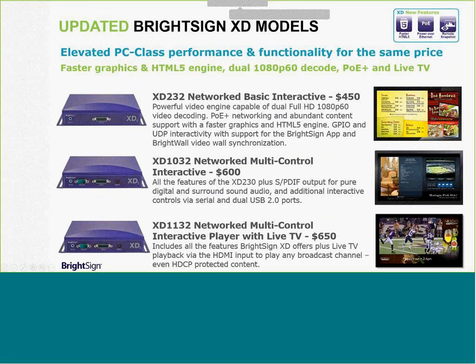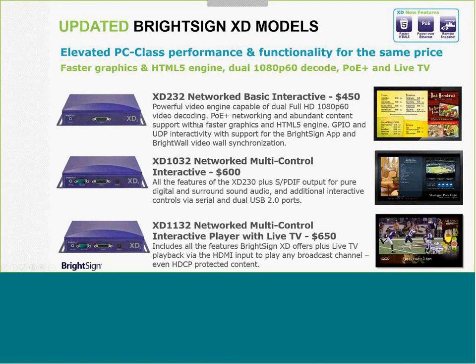The XD models, again, we also have three models, starting at $450, going to $650. Again, the $650 model, the 1132, has HDMI in, so it has the capability of playing live TV. See down in the bottom right corner an example of how you can utilize digital signage with live TV and advertising wrapped around it. What you can do with the 1132, again, all HDCP compliant, so capable of taking live feed from cable or satellite boxes.